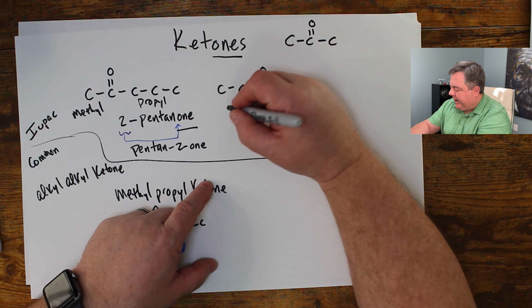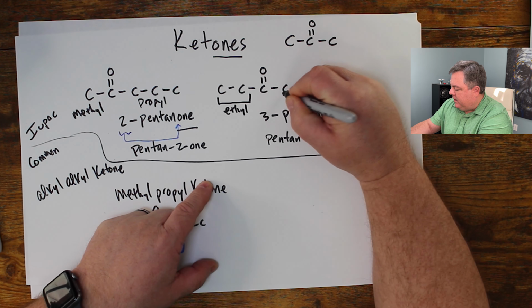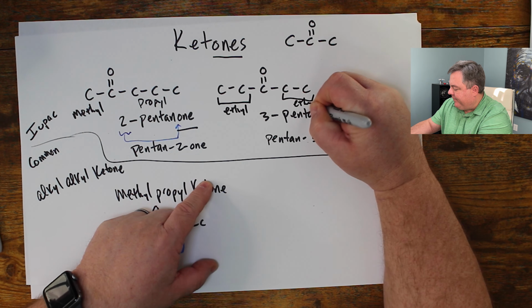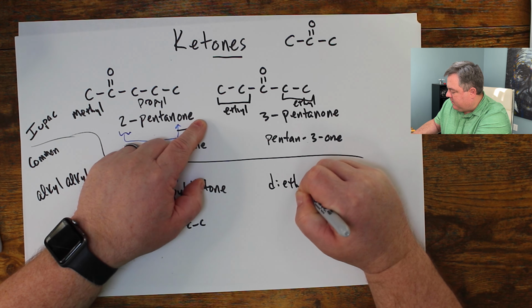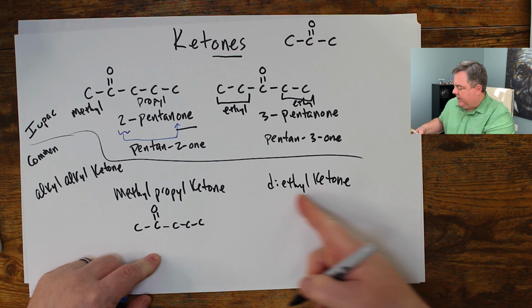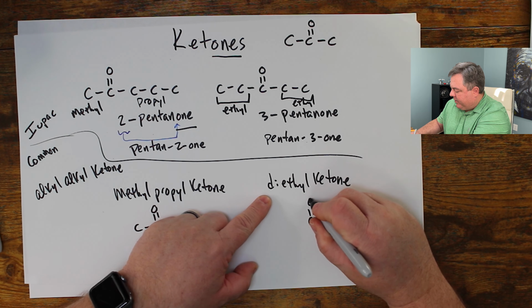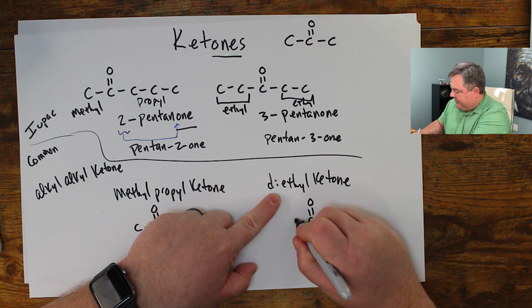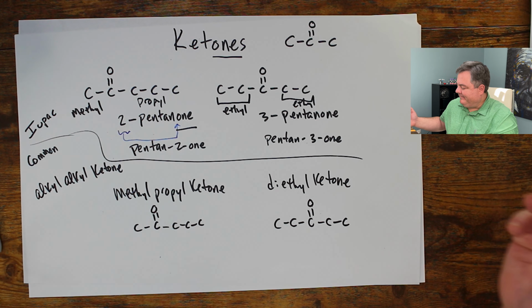This one, the common name would be, well, on this side we have an ethyl, and on this side we have an ethyl. So we have two ethyls, so it's diethyl ketone. And if somebody told us that name, we would go, oh, it's a ketone, a carbonyl compound, and there's an ethyl on both sides. So I draw my two ethyl groups.